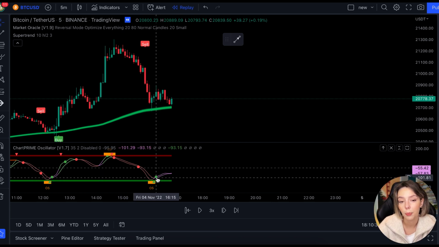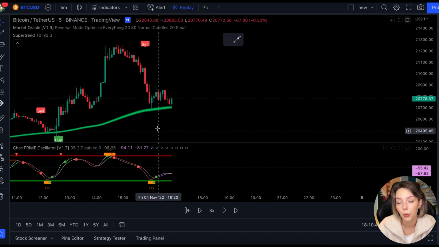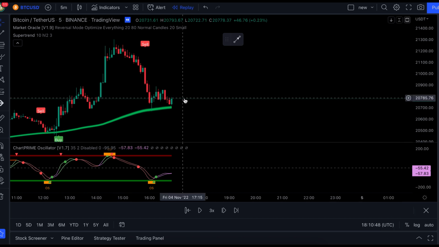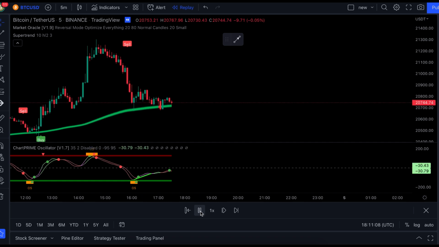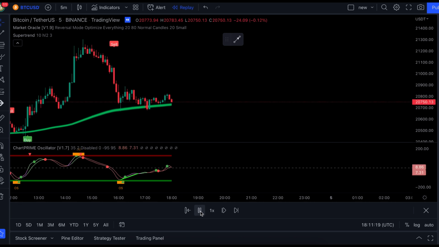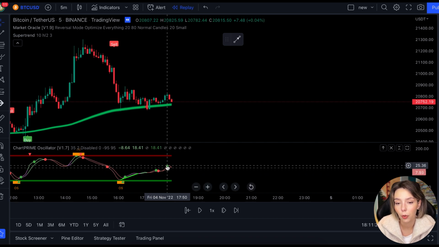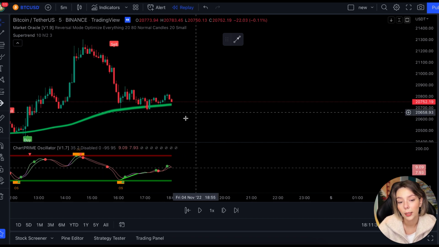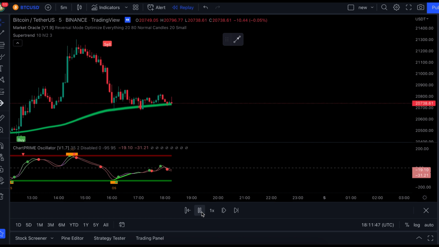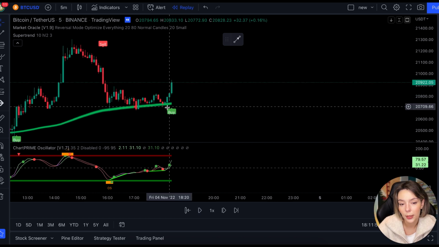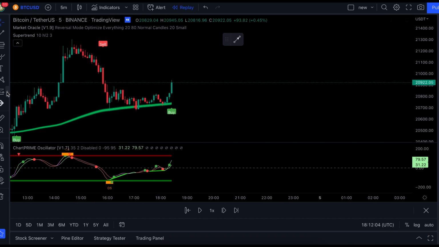Now a green dot has appeared on the oscillator and we are in the oversold zone. If we see a buy signal in the near future, we can open a long position again. A few more green dots appeared on the oscillator. This confirms that the price will soon change direction. Let's wait for the signal of the super trend indicator. There was a buy signal on the super trend indicator. This means that on the next candlestick we can open our long position.